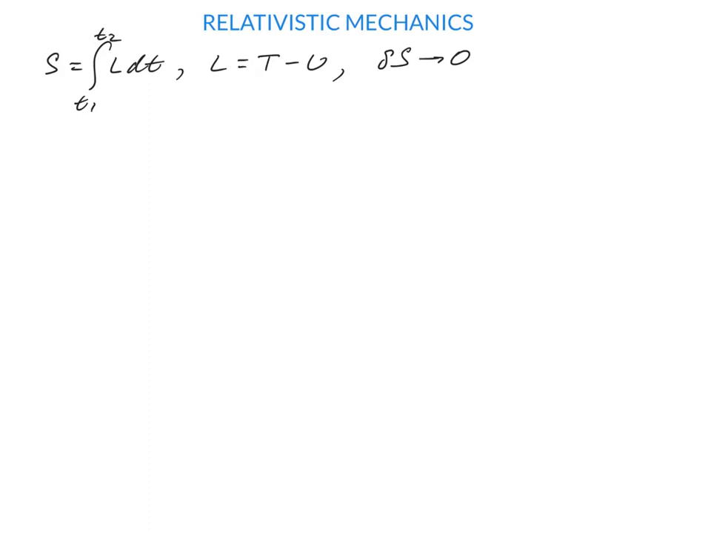Now, if we look at the structure of this expression, we see that there's an integral over time. In relativity, time cannot appear as a special coordinate. Time and space should enter on the same footing, so we need to work out how to generalize this principle in a covariant form. Let's think what kind of form a relativistic action can take.